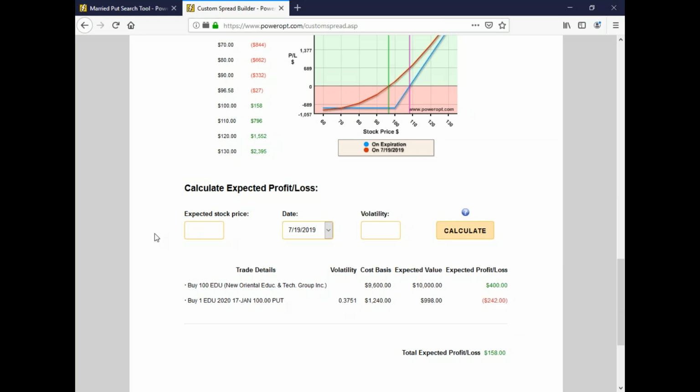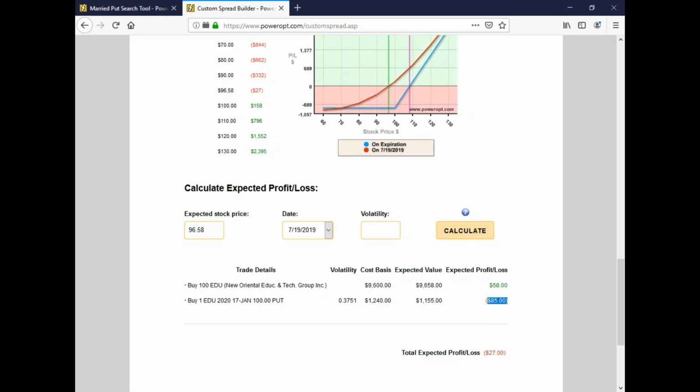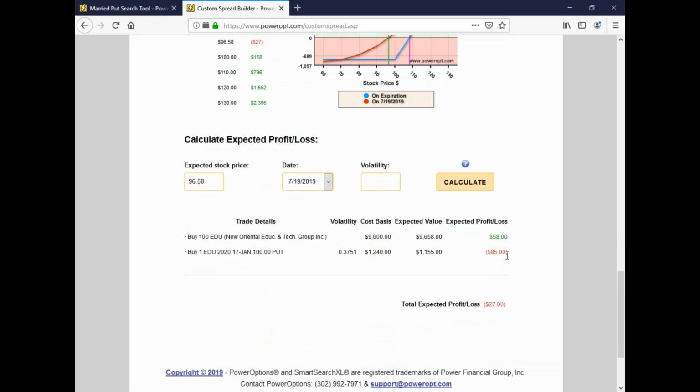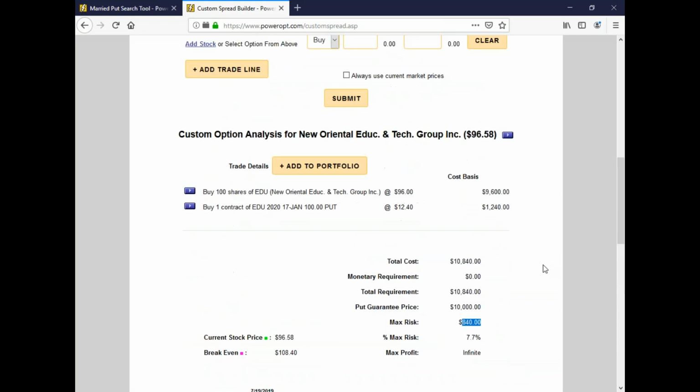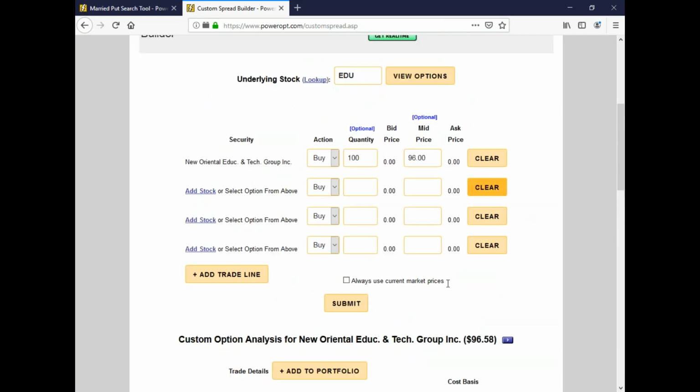Let's look at it this way. What if the stock stays exactly where it is right now at 96.58? We're going to lose $85 on our 100 strike put. That $8.40 of time value we paid, we're only going to lose 85 cents of it. But it's because that's a low theta. It's out to January.